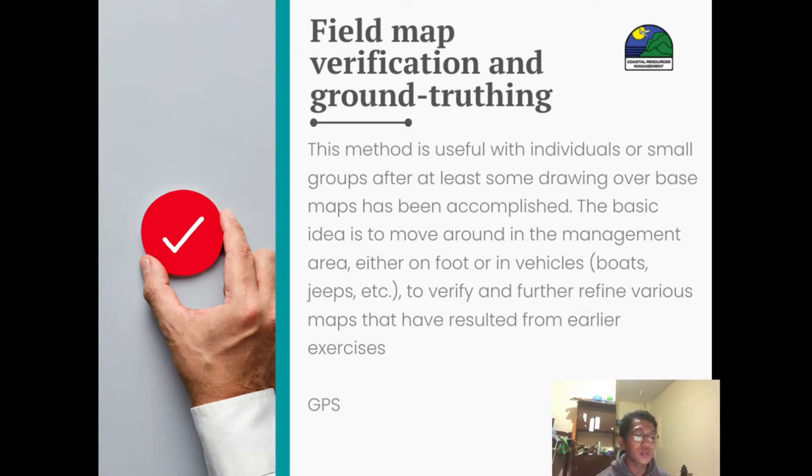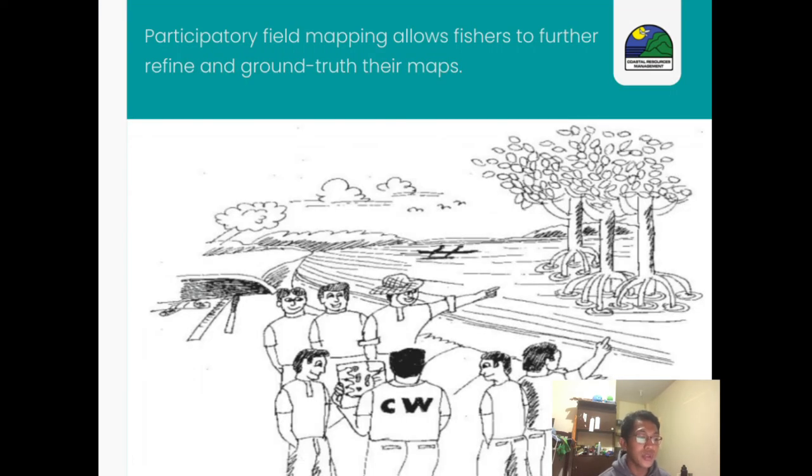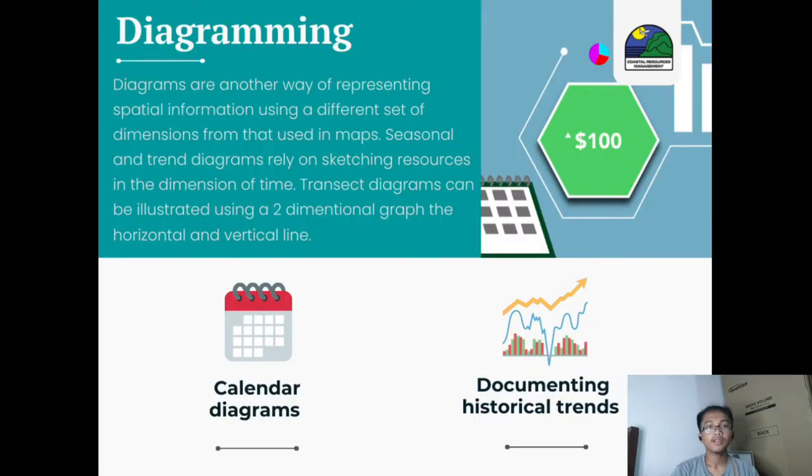Even without the benefits of GPS technology, a great deal of useful information can be generated by field checking or ground truthing maps prepared by fishers and professional cartographers.